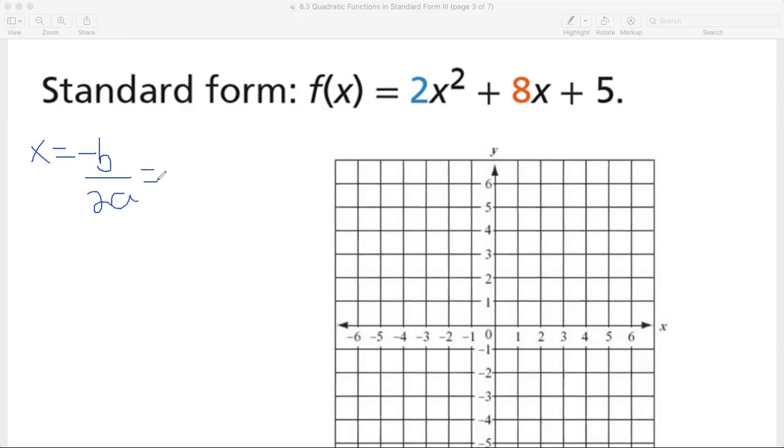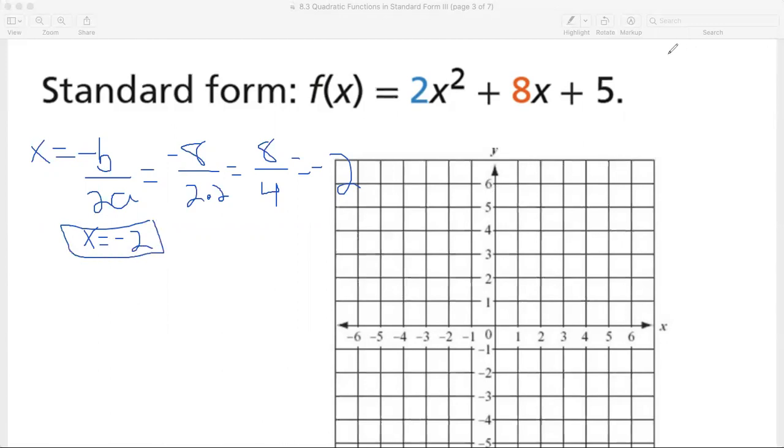So then that will give me -8 over 2 times 2. So that'll give me -8 over 4, which gives me a -2. Okay, so my line of symmetry is at x equals -2. All right, now let's go ahead and find our vertex.